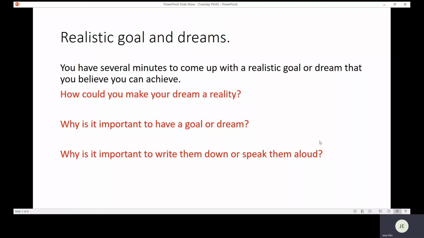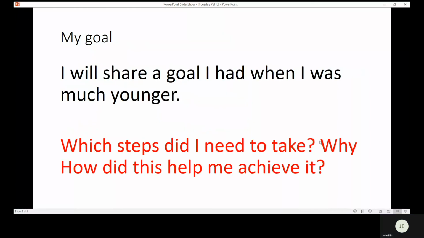And also, I feel like if I write it down, I really believe I can do it because I've taken the action, I apologize, of writing it down. So that's very important as well. So, my goal. I will share a goal I had when I was much younger. So I was thinking about what steps did I need to take, why, and how did this help me achieve my goal? So this is a little bit embarrassing.